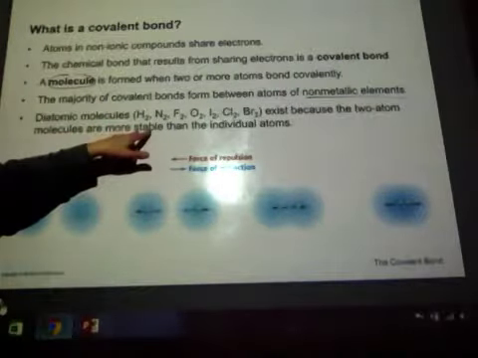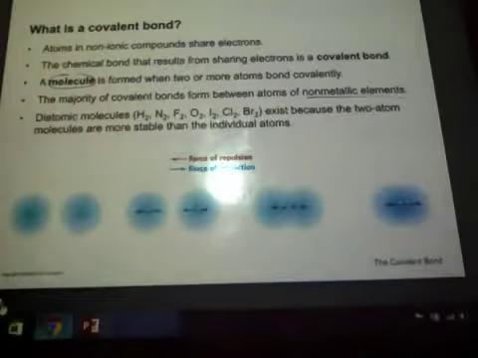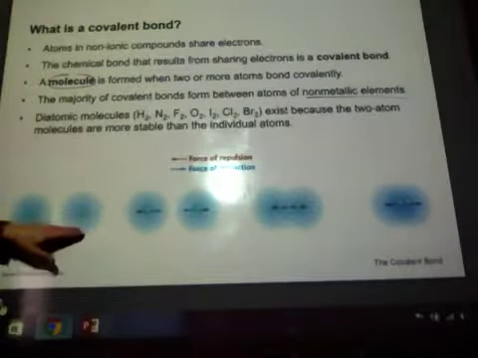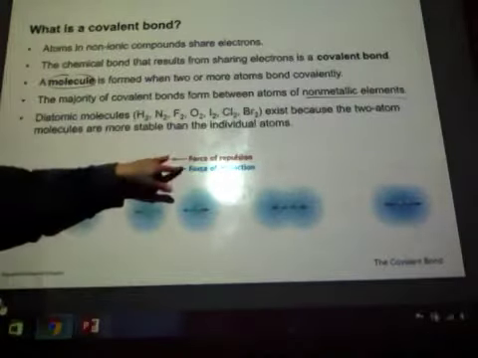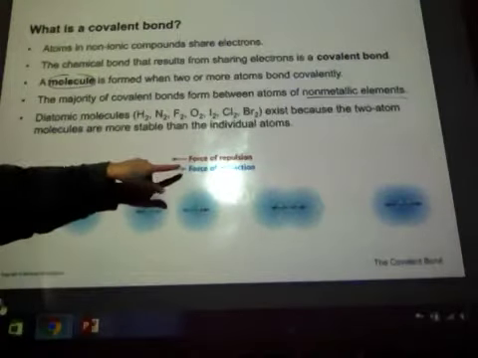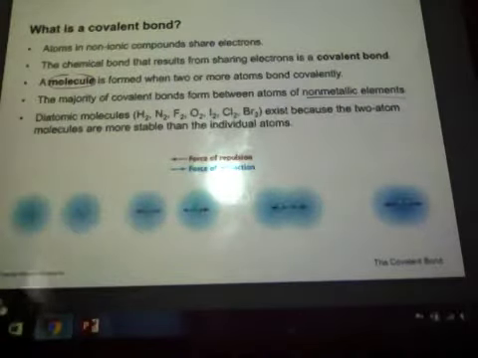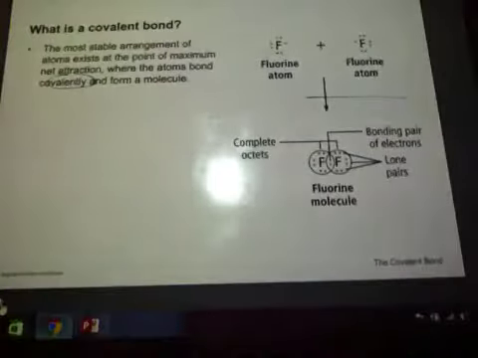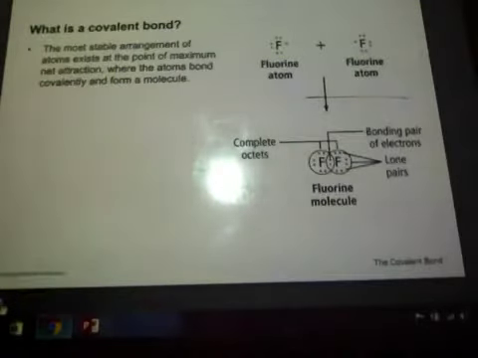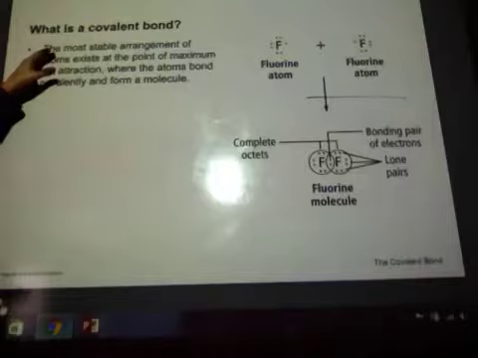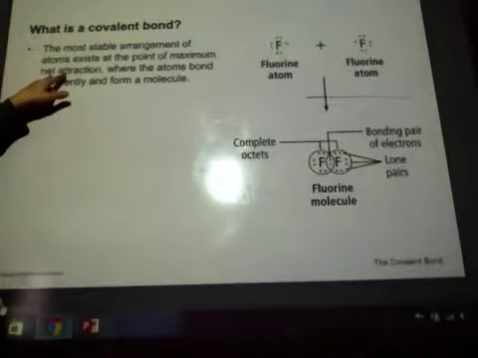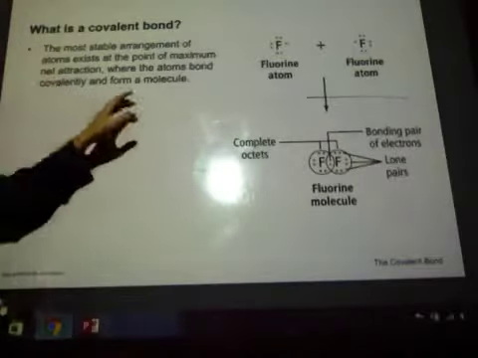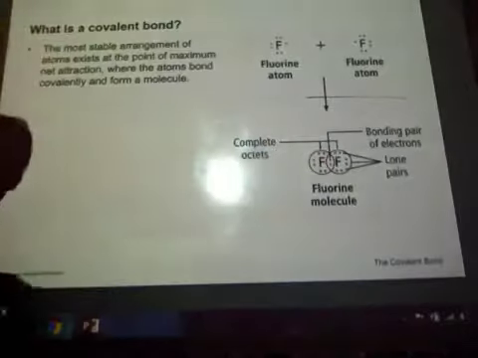And they exist in nature like this because they are more stable. And what happens is you'll have two atoms that come together, and you can kind of see what happens is the repulsive force and the attractive force balance out, and we'll talk about how that happens. So, in a covalent bond, here again, the most stable arrangement exists at a point of maximum attraction where things are held closest together. And what happens is they're going to share an electron.